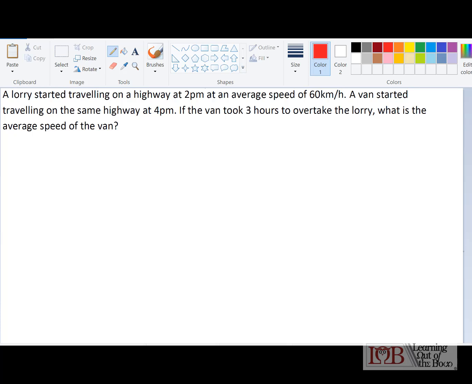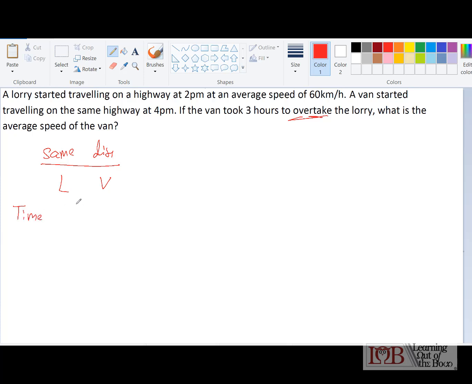Okay, so in this question, a lorry started traveling on a highway at 2 p.m. at an average speed of 60 km per hour, and a van started traveling on the same highway at 4 p.m. If the van took 3 hours to overtake the lorry, what is the average speed? Yeah, so again, when they meet or when they overtake, we are talking about traveling the same distance here. Okay, same distance.